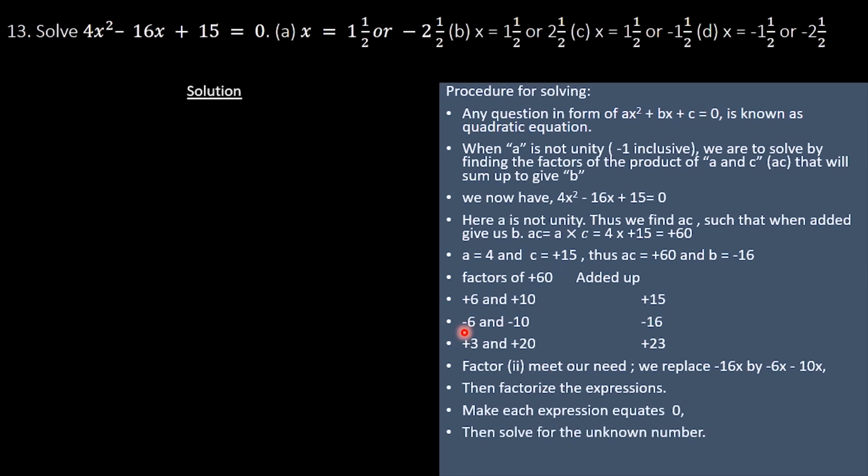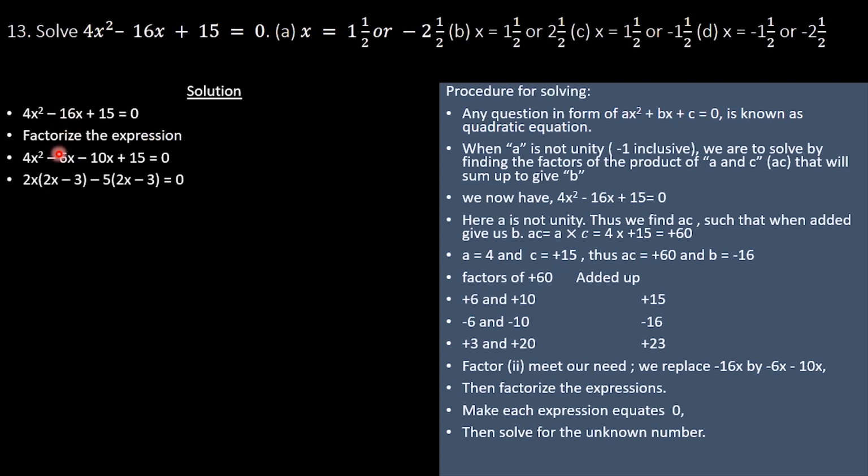Here is the solution. Here is our question. Then we factorize the expression. When we factorize this expression, we have this. Don't forget that we have to substitute minus 6x minus 10x for minus 16x. Then when you factorize this, you have 2x into bracket 2x minus 3, minus 5 into bracket 2x minus 3. That is when you group them into 2.